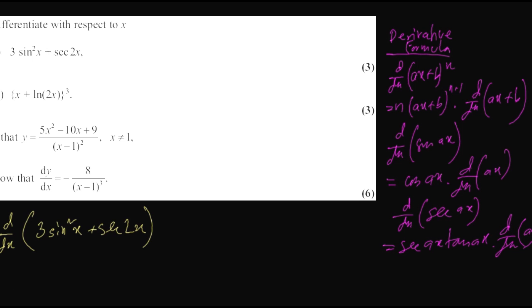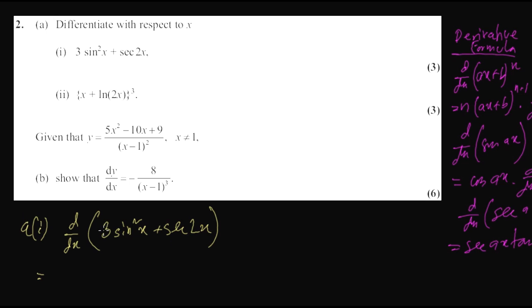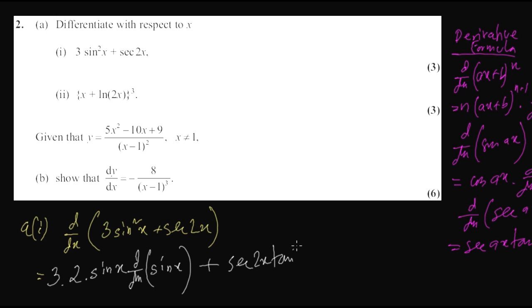So now let's start with the derivative of 3 sine square x. So 3 is just a constant. Now sine square x is like (ax plus b) to the power n, so the power 2 comes first, then we write sine x with 1 power less, so 2 becomes 1. Then d by dx of whatever is inside the square, which is sine x, plus, then we differentiate sec 2x, with 2x as theta: it will be sec theta tan theta, and the chain rule is d by dx of 2x.